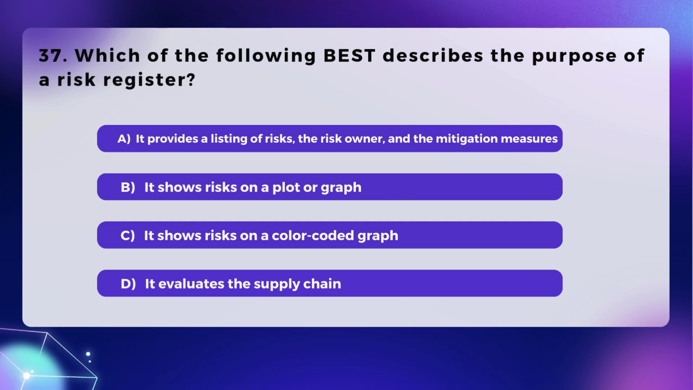Which of the following best describes the purpose of a risk register? A. It provides a listing of risks, the risk owner, and the mitigation measures. B. It shows risks on a plot or graph. C. It shows risks on a color-coded graph. D. It evaluates the supply chain.